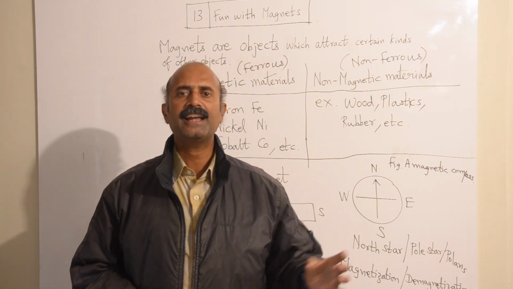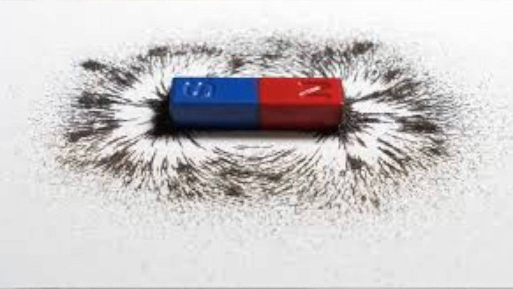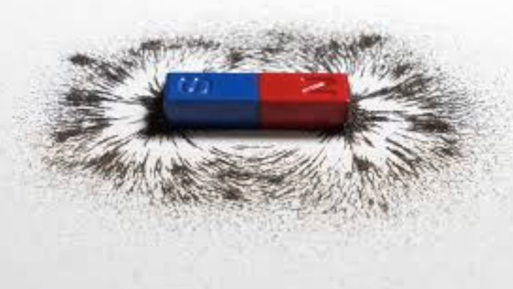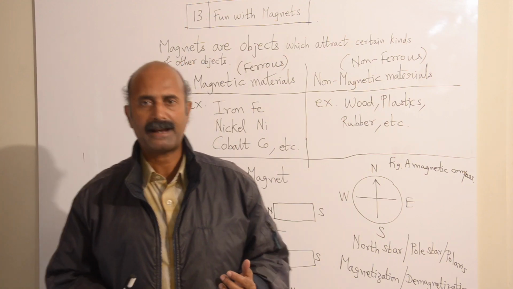But if an iron piece is magnetized, if it has been converted to a magnet, and if you keep another small piece of iron, they will attract each other. So the magnet will pull the iron piece towards itself. So that's why this is known as magnetism.